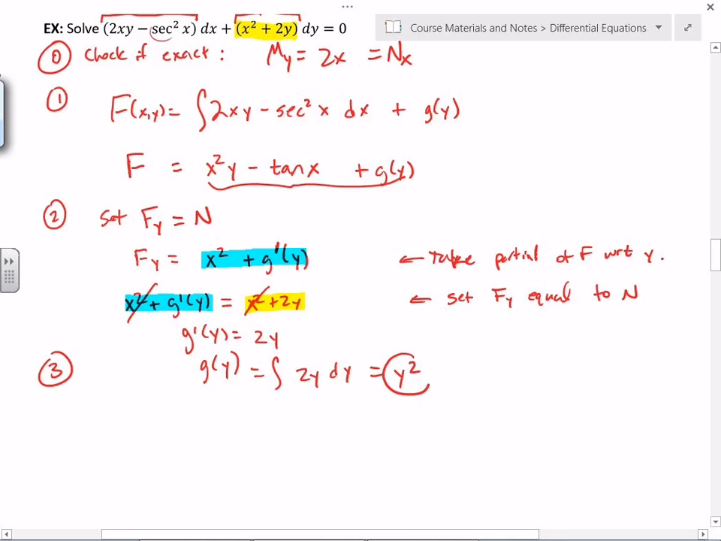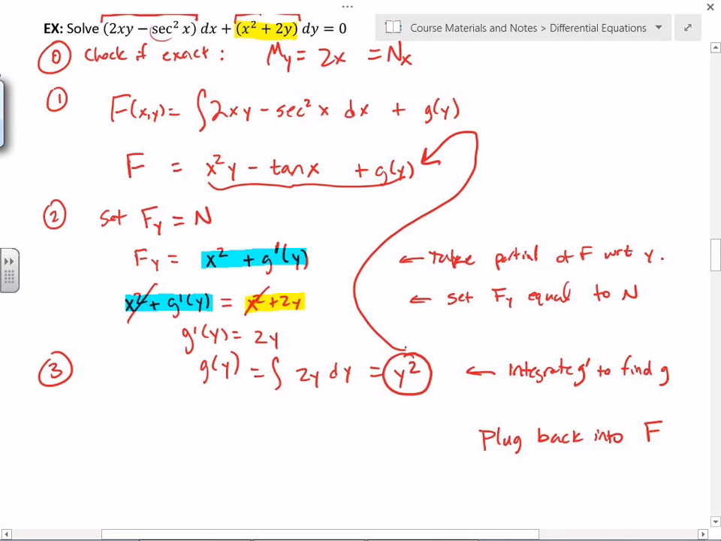So now you take this, you found your g, right? Integrate g prime to find g, and now I'm going to plug it back into capital F. So capital F of xy, so I'm not going to write the xy. Capital F now is x squared y minus tangent x plus y squared.